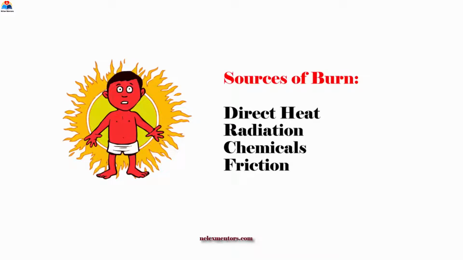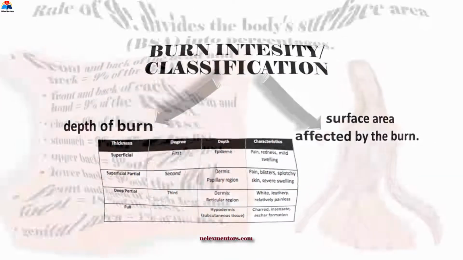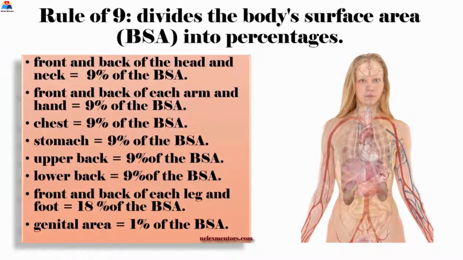Any heat-generating sources, such as direct heat, radiation, chemicals, or friction can result in a burn. There are different types of burns based on the depth of burns and surface area affected by the burns. Let's first study the main concepts of the rule of nines. We can use the rule of nines to find the size of the burn area. This method divides the body's surface area into percentages.